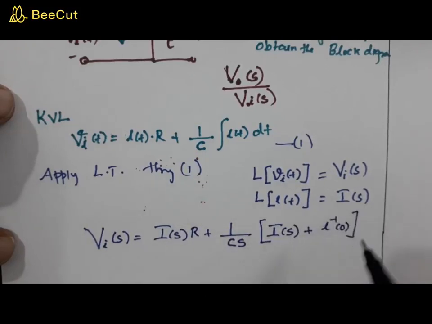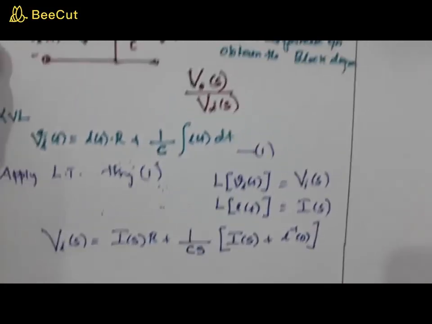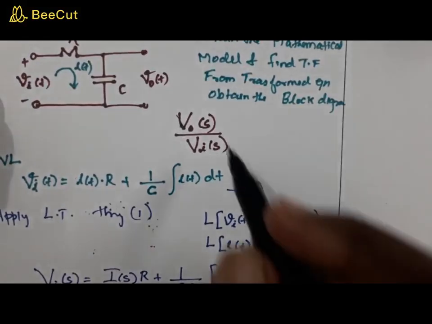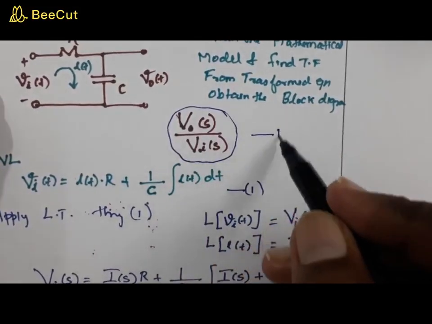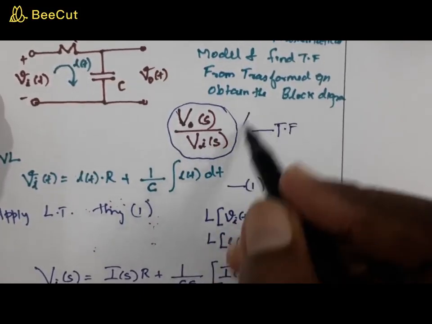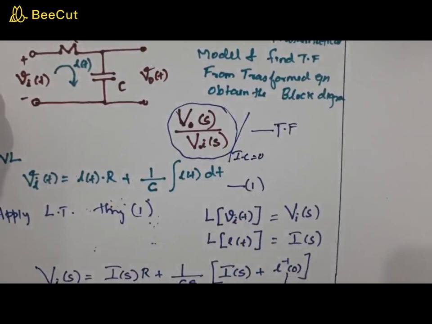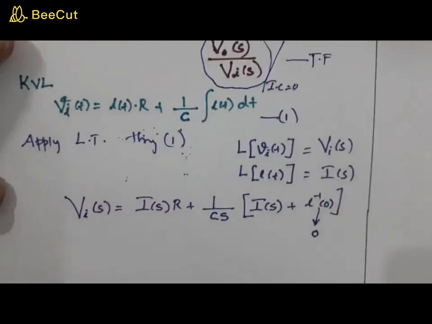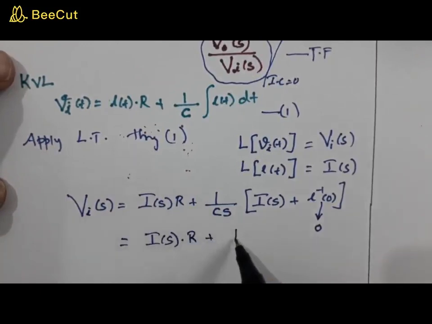I have explained earlier what is the relevance of the initial term at 0. But anyway, we know that the whole model is to find this ratio, which we call the transfer function, and the condition is that the initial condition is equal to 0. So straight away you can put this equal to 0. That means you can rewrite this expression as I of s into R plus 1 by Cs into I of s.